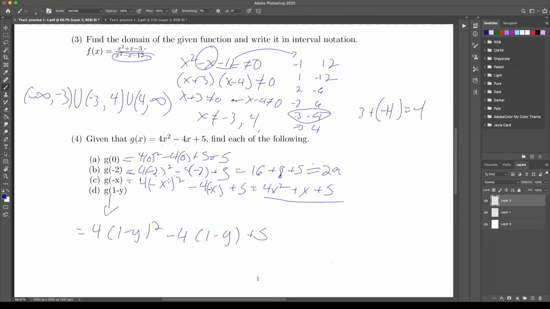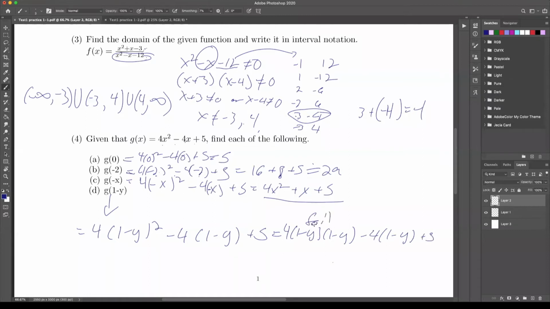Here, instead of x, I'm going to put in -x. Instead of x, I'm going to put in 1 minus y. So we're saying y, I'm just going to plug in the 1 minus y. All right, once again, please remember when you're doing this to FOIL this. So it'll be 1 minus y, 1 minus y, minus 4, 1 minus y, plus 5. And so here we're going to FOIL.